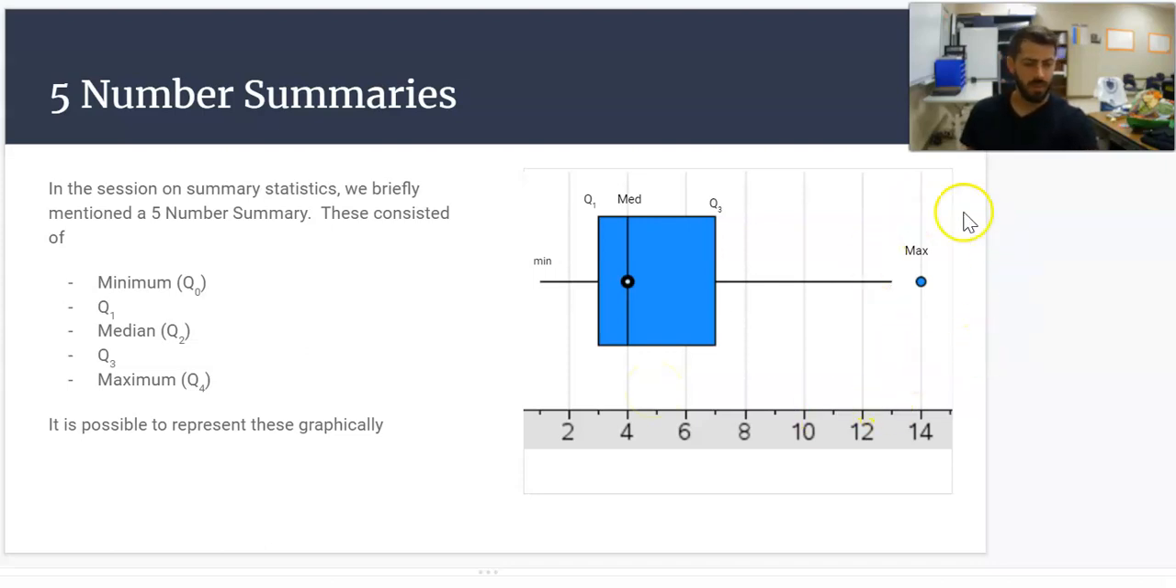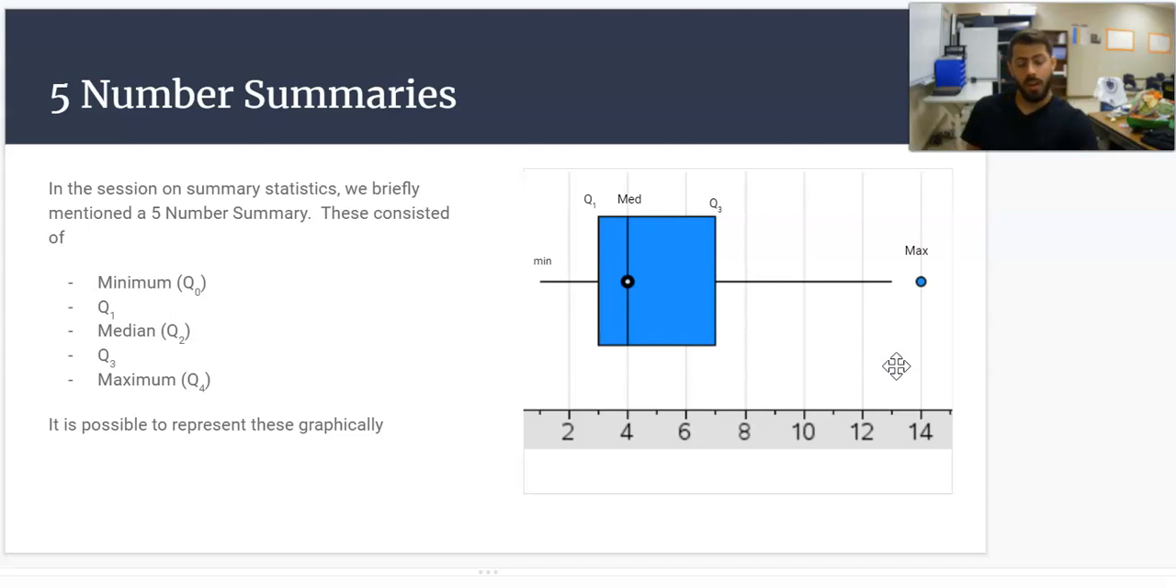Now, you'll notice this maximum here is displayed as a dot rather than part of this line. There is a reason for that. The reason is because this point happens to be an outlier. 14 in our data set was an outlier according to the data that we had.